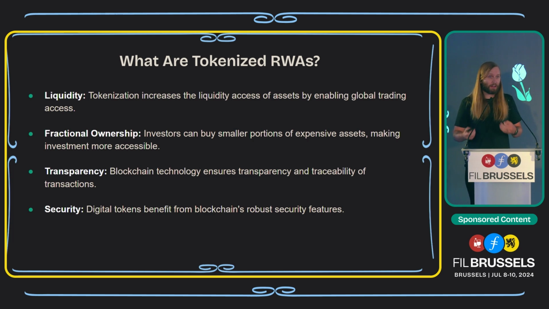A really big one is fractional ownership. So investors might not have $150,000, but they might have $1,000. And so if you can have fractionalized tokenization of your real world asset, you can lower the barrier of entry for people who are just financially boxed out of a really nice asset class because they don't have the capital to get into it.